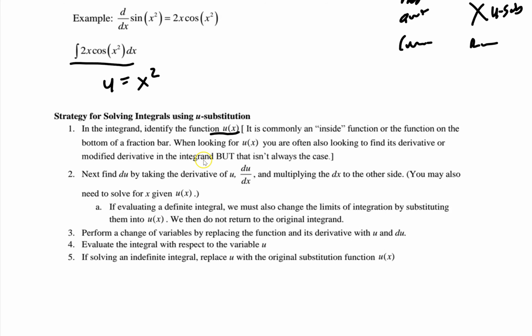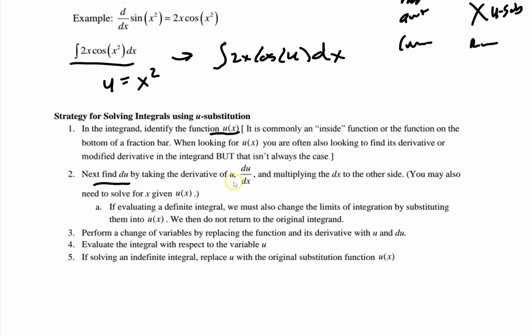So the next step is to find du, taking the derivative of u. Okay, let's talk about what that means. Right now we have u equals the inside function. So let's look at what our function looks like. My integral looks like this: 2x cosine u dx. That is a mess, right? We have u's, we have x's. I don't know what's going on. So the whole idea is I want to get rid of this dx and just make it a u, because they all have to be the same variable to take the integral. So next we have to find what du is.